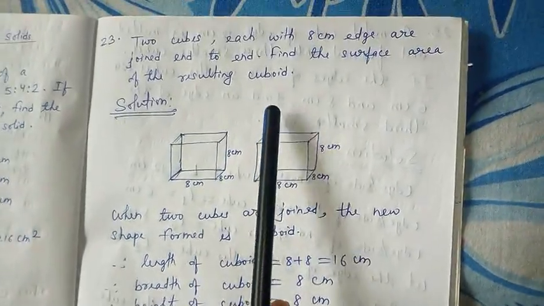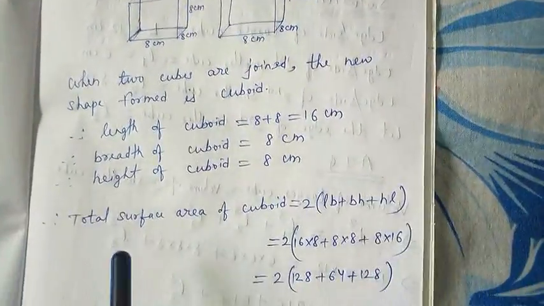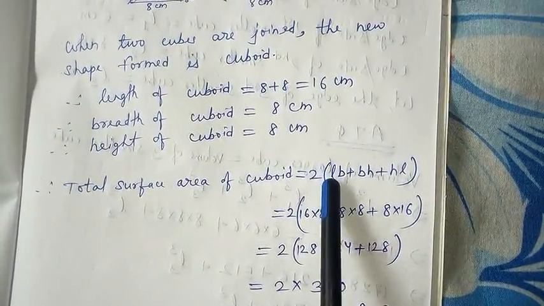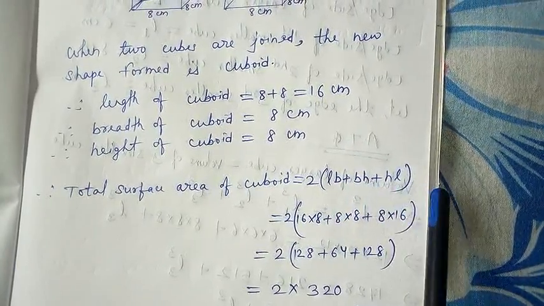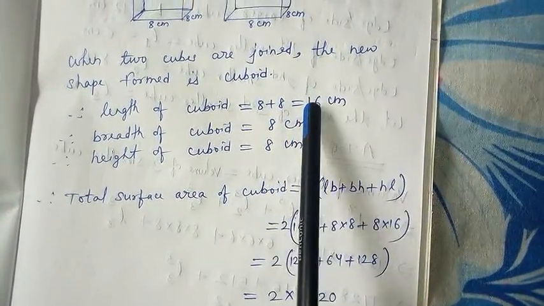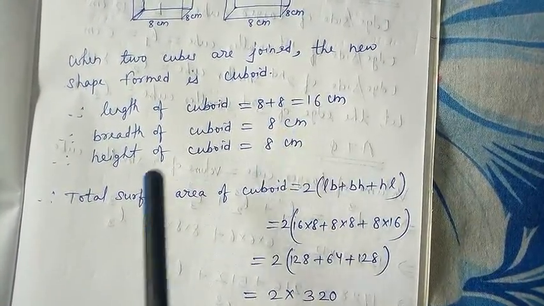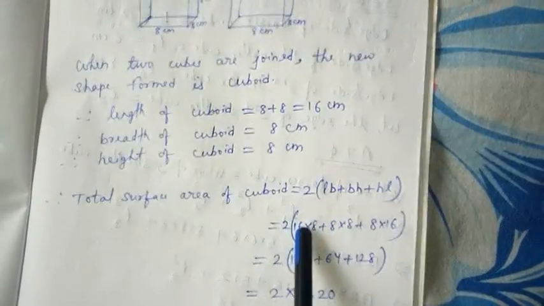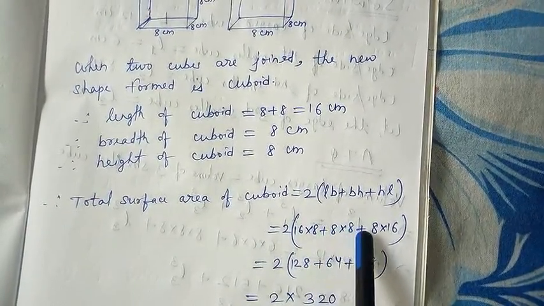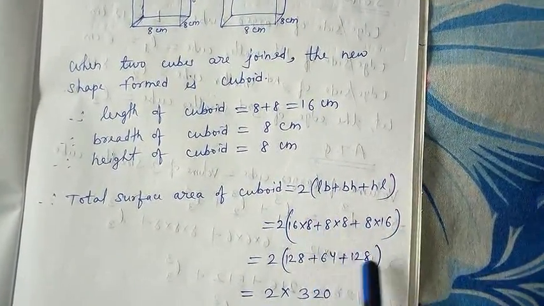So the question is, find the surface area of the cuboid. So surface area of the cuboid is 2 bracket LB plus BH plus HL. Put the respective values. Length is 16, breadth is 8, height is 8. So 2 into (16 into 8 plus 8 into 8 plus 8 into 16).